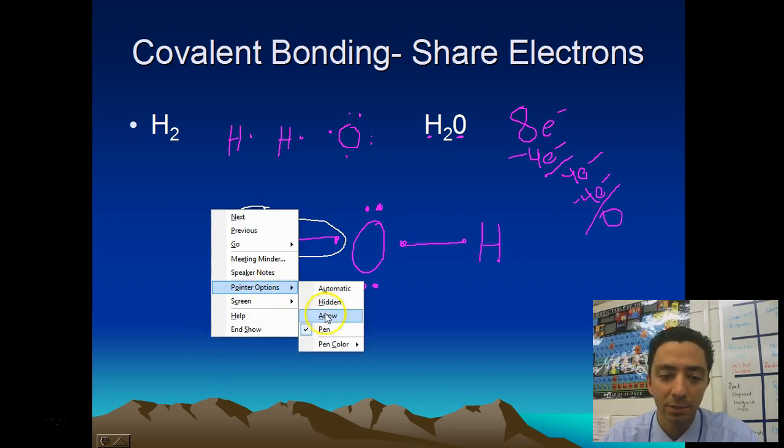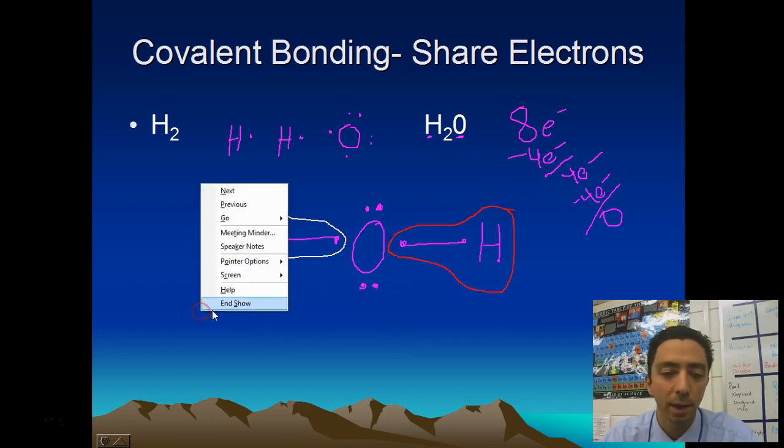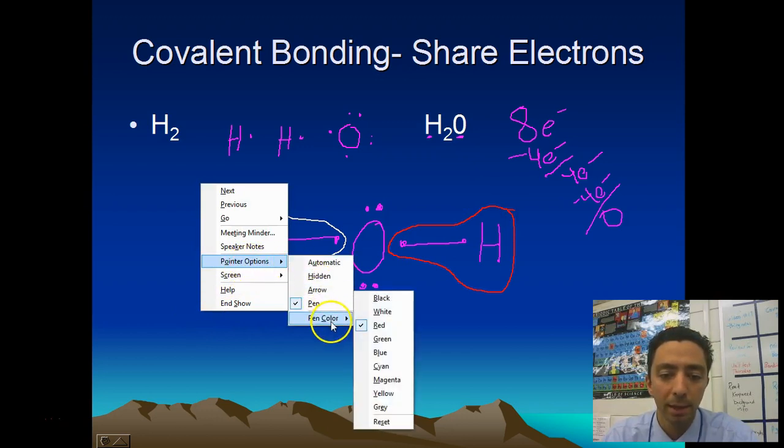Hydrogen is satisfied. My next one, I'm going to do the hydrogen on the right, sorry. And again, it's got 2 valence electrons, so it's got a full outer shell. It is also satisfied. The remaining one to look at is oxygen.